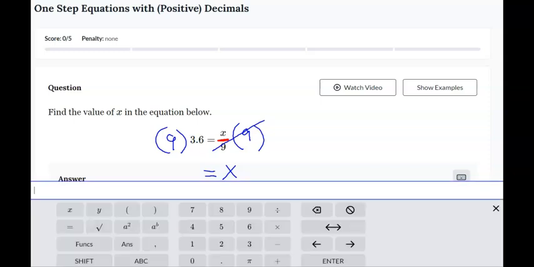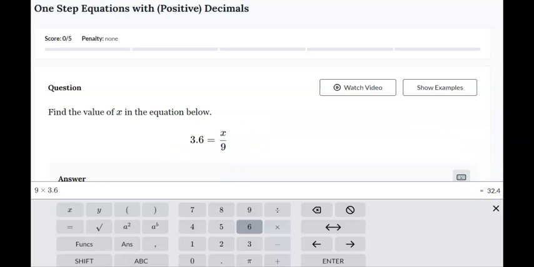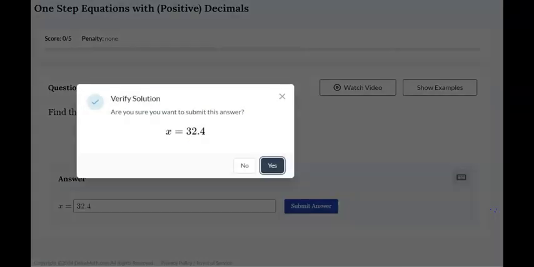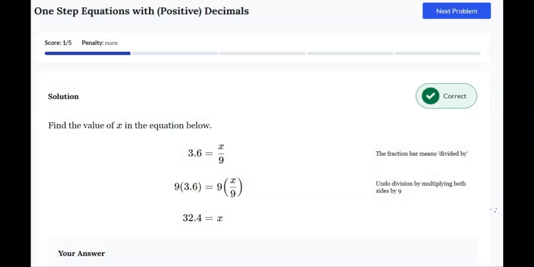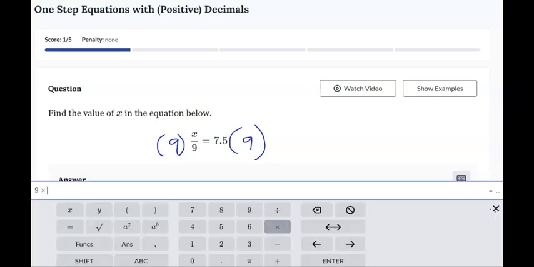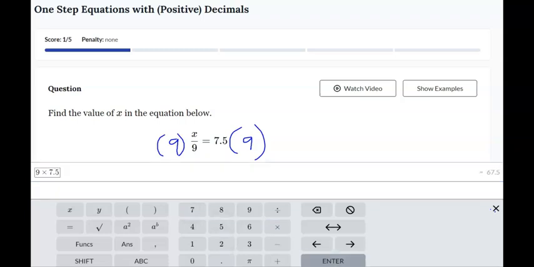So I'm going to open the Delta Math calculator. I'm going to type 9 times 3.6. You'll notice over here on the far right is where the answer is, 32.4. Now I'm going to X out of this calculator, and I'm going to type my answer in this box. Alright, let's try it one more time. This one again is also a multiplying problem. I'm going to multiply both sides by 9. I'm going to open my calculator. I'm going to type 9 times 7.5. 67.5.